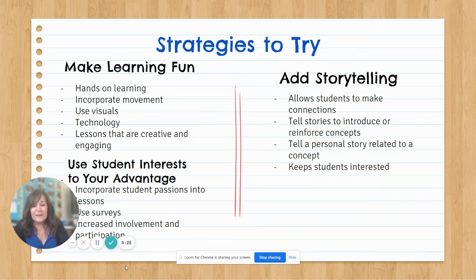Everyone loves a compelling story. Stories allow students to make real-life connections to concepts that they're learning. So you can tell stories to introduce or reinforce concepts, and that will bring those concepts to life. It keeps students interested in their learning, and it's especially powerful when you can tell a personal story related to a concept being taught. A good story will allow students to make connections that they may not have made otherwise.